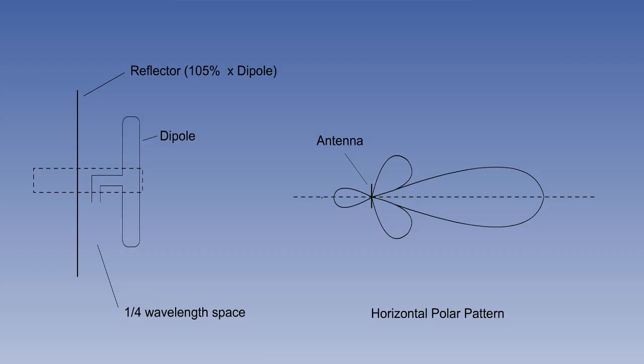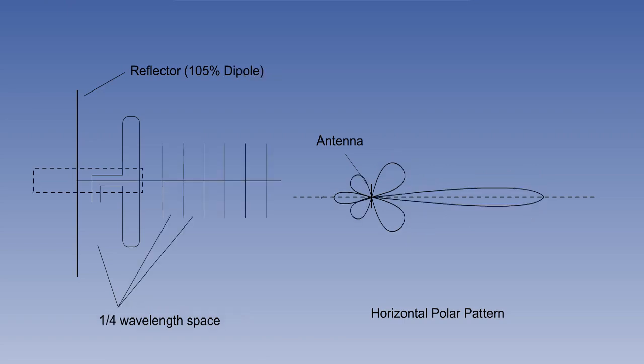This reflector re-radiates the energy 180 degrees out of phase, with little signal behind the reflector and increased signal in front of the antenna. The signal shape is shown here. This process can be taken further by the addition of other elements in front of the antenna, also spaced at quarter wavelength. These elements are known as directors and are smaller than the antenna.